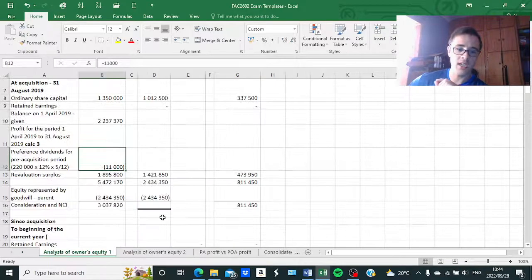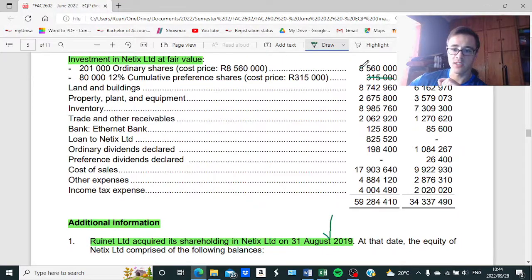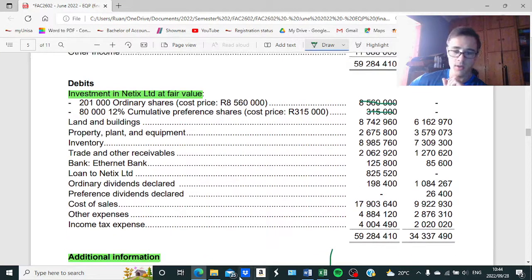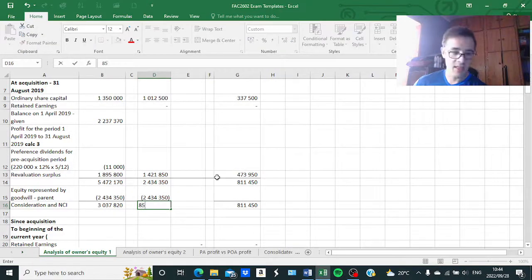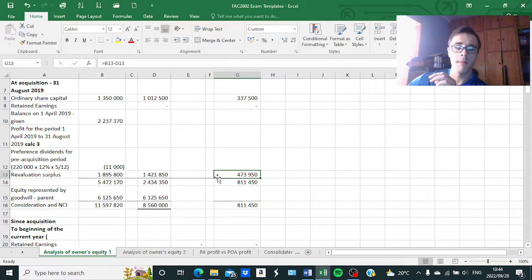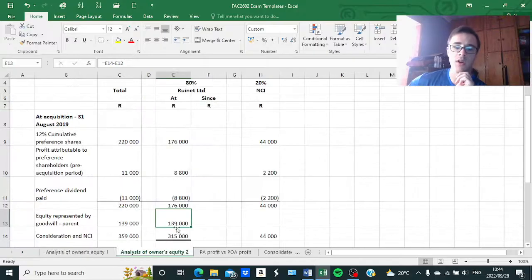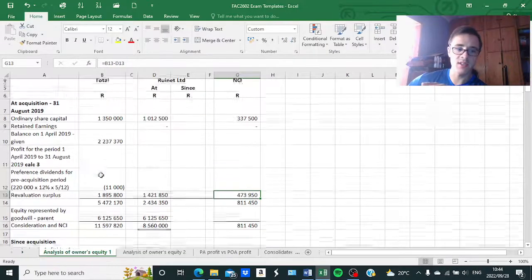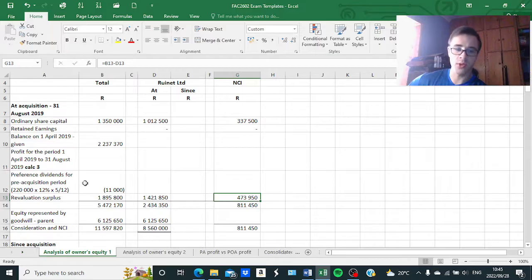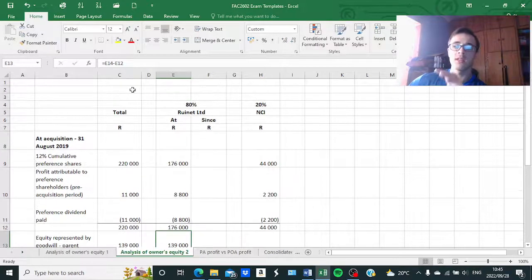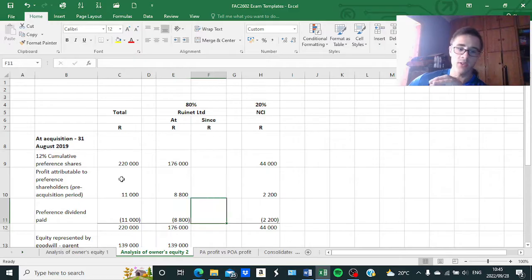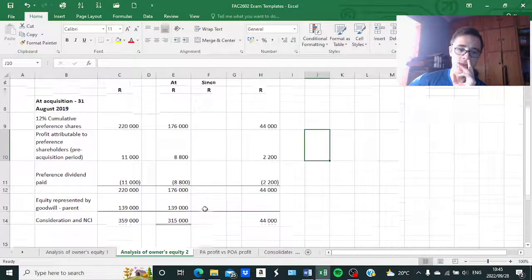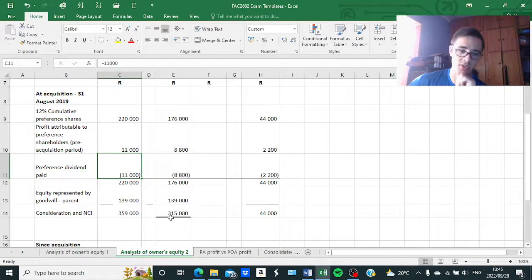And then for ordinary share capital, we had an investment of 8,560,000. That is the total consideration received by the parent. So we have calculated the preference dividends for the pre-acquisition period, and we have transferred it to the analysis of owner's equity of preference share capital. We subtracted it again because it showed that it was paid, so we do not need to pay this in the current period. That's been paid at acquisition.